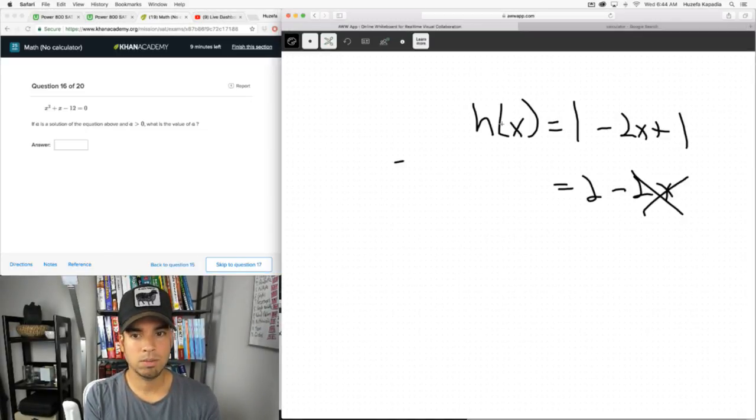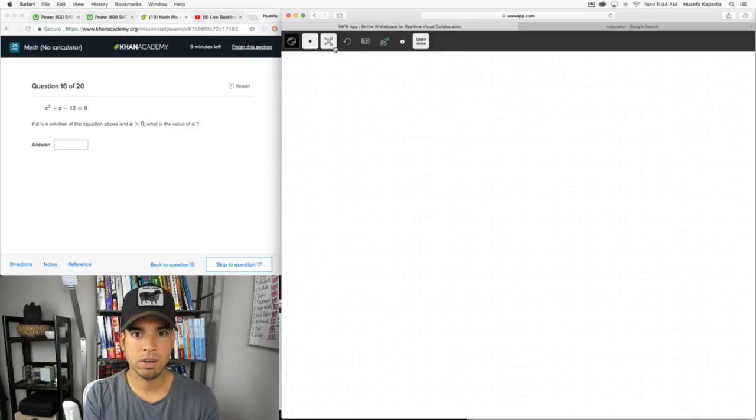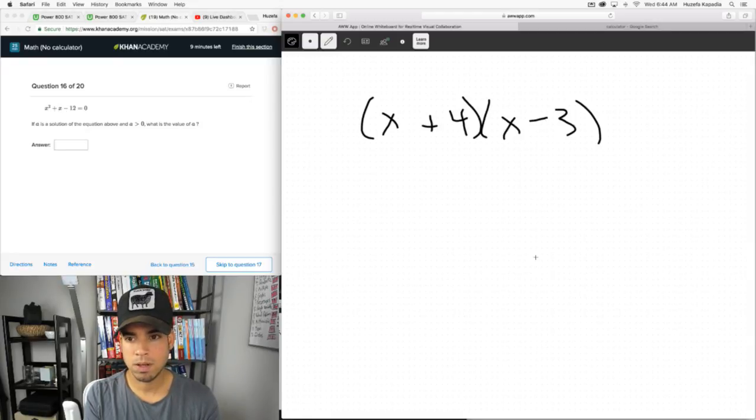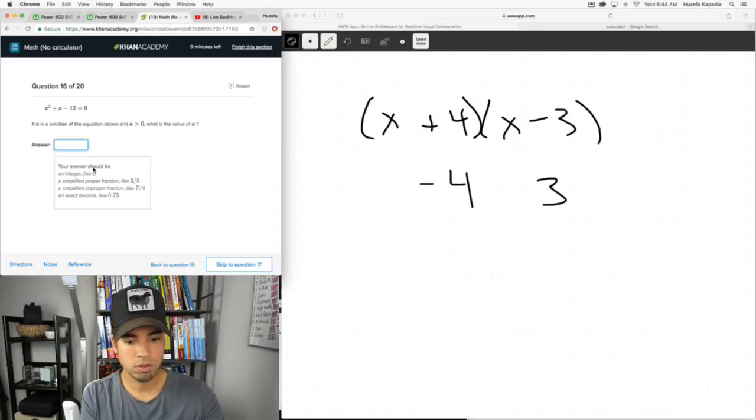Okay, we did a good job there because now we're kind of back on track. These are going to be easier. A is a solution, and what is the value of A? We just got to factor, right? If all else fails, you're not sure what to do, just factor. So what multiplies to negative 12 and adds to positive 1? Plus 4, minus 3. So the solutions are 3 and negative 4. They want the positive one, so it's 3.